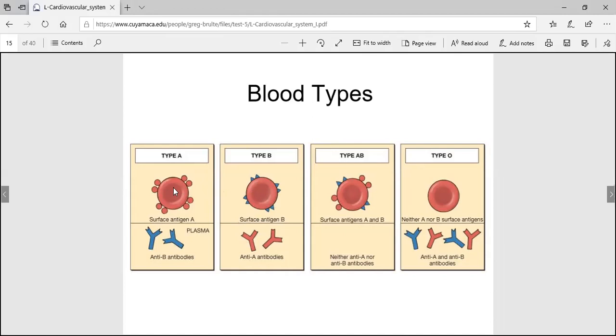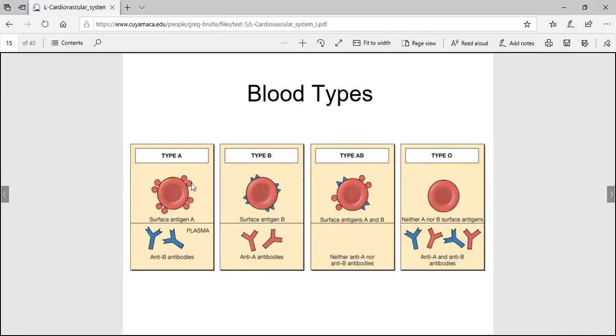So in other words, if you're type A blood, you have A antigens and you have B antibodies in your plasma. If you're type B blood, you have B antigens on your cell surface and you have A antibodies in your blood. And then if you're AB, you have both types of antigens on your surface. And of course, you have no antibodies in your blood. Type O, no antigens on the surface, and you have A and B antibodies. So I could ask you, what's a universal donor? You go, O. What's a universal recipient?